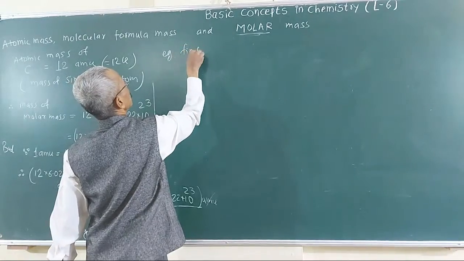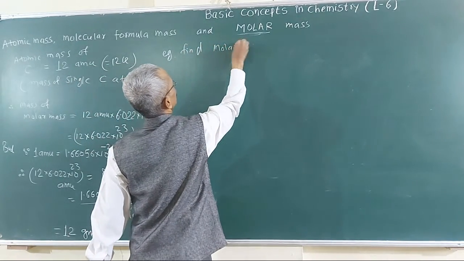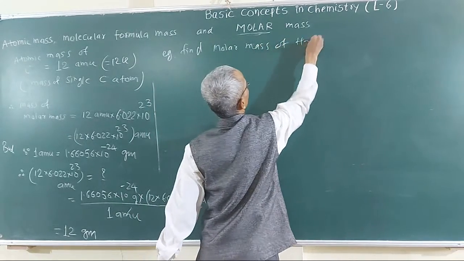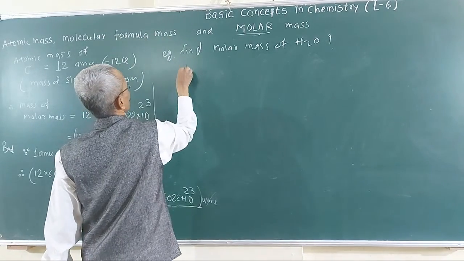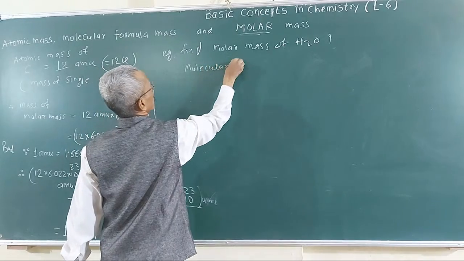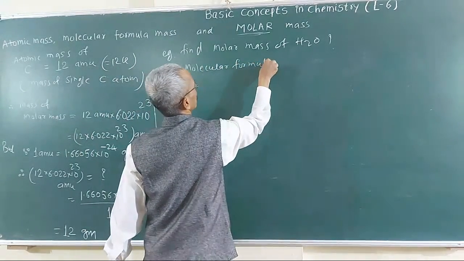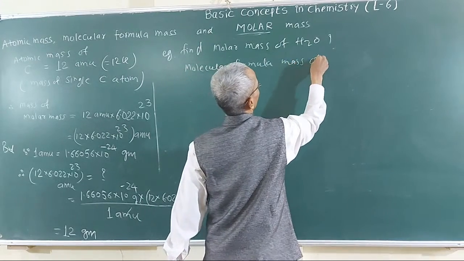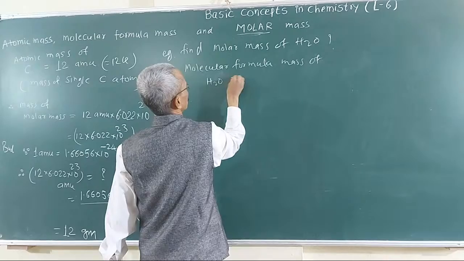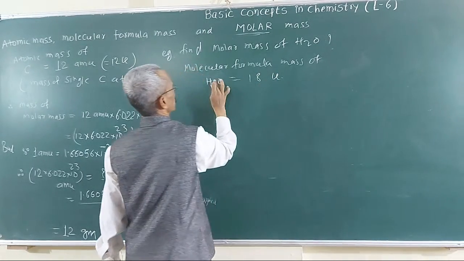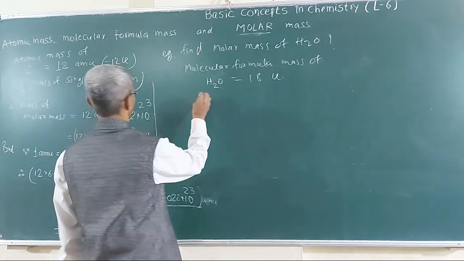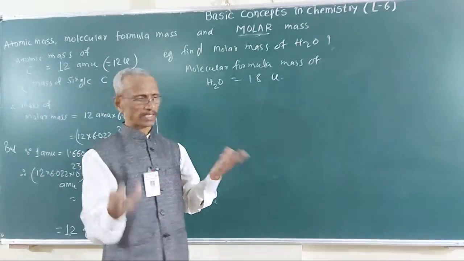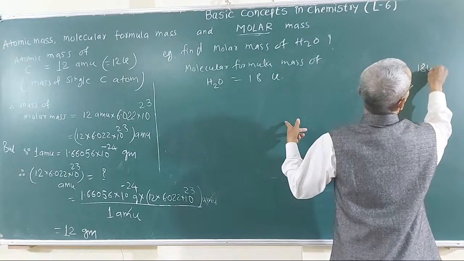Find the molar mass of H2O. You know the formula mass or molecular mass of H2O is equal to 18 unified mass units. Then, by the definition, one can write 18 u, and 18 grams is the molar mass.